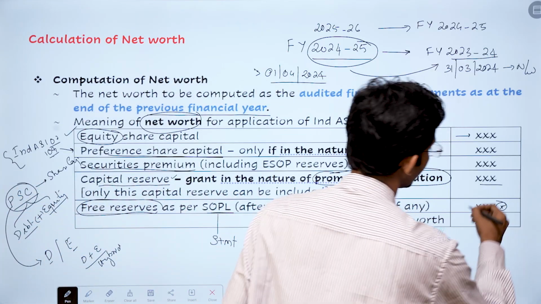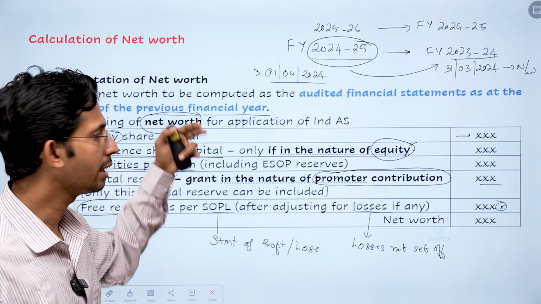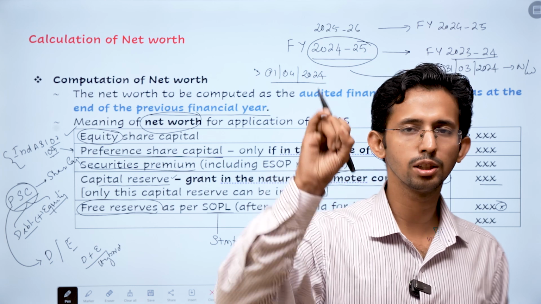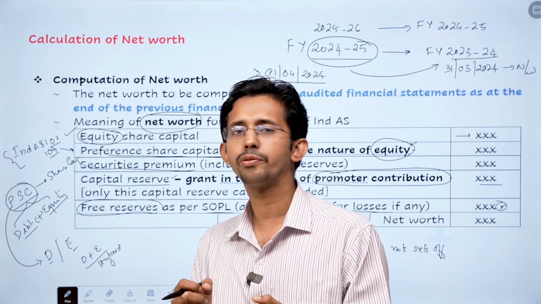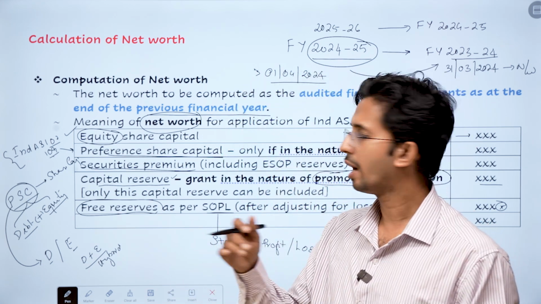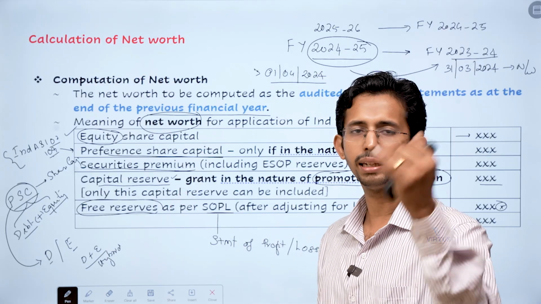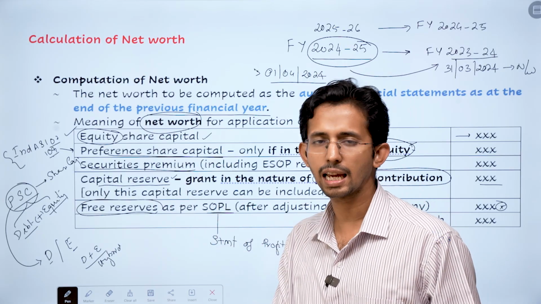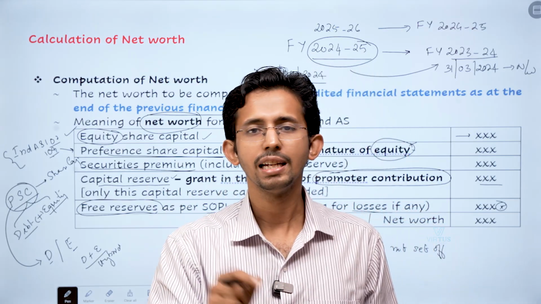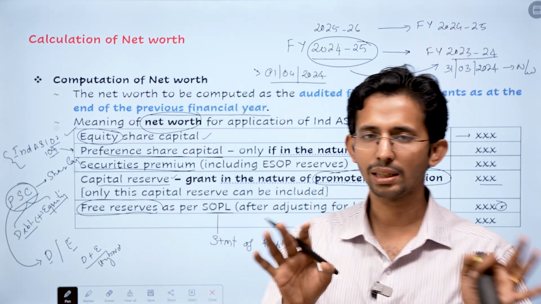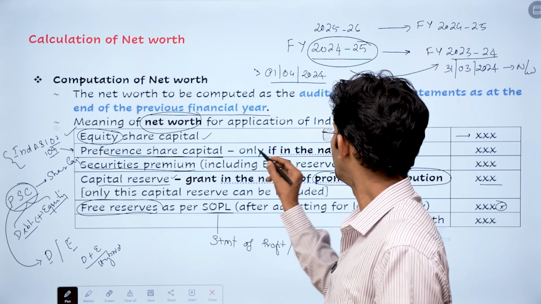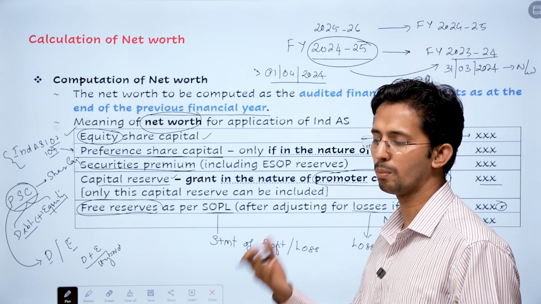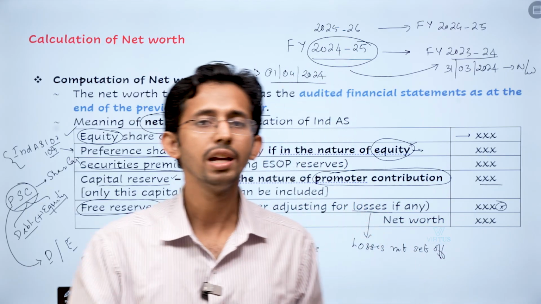So I will just repeat it. For the purpose of computing the net worth, you have to see the audited financial statements for the previous year. That is point number 1. And once you get the audited financial statements for the previous year, you have to compute the net worth by including the equity share capital, 100% you have to consider it. Then preference share capital you can take only if it is in the nature of equity, not otherwise.